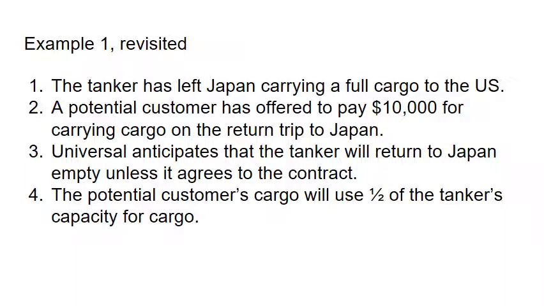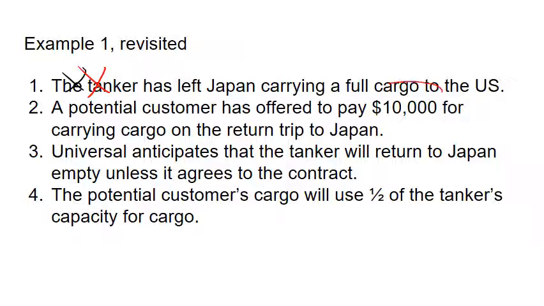So let's use our methodology to answer the question posed in example 1. Should Universal accept the customer's offer to pay $10,000 to carry cargo on the return trip back to Japan? Well, the tankers left Japan carrying full cargo for the U.S. That's irrelevant to our decision in the sense that that's a decision we can't change. The tanker's coming to the U.S. regardless. So I'm going to put a red X by that.